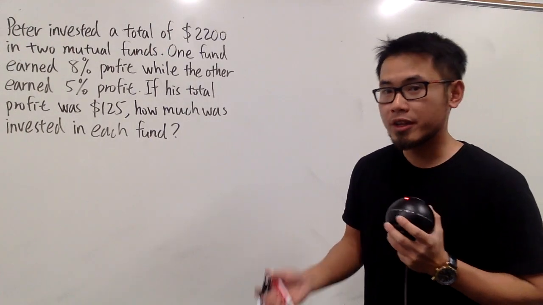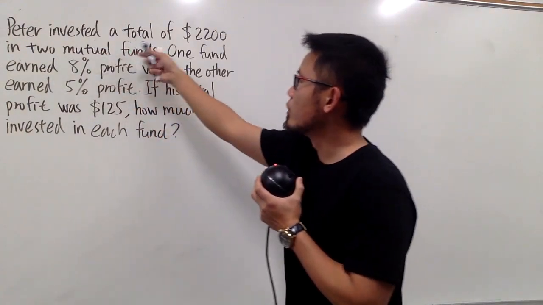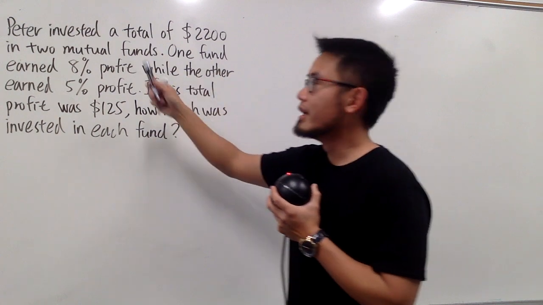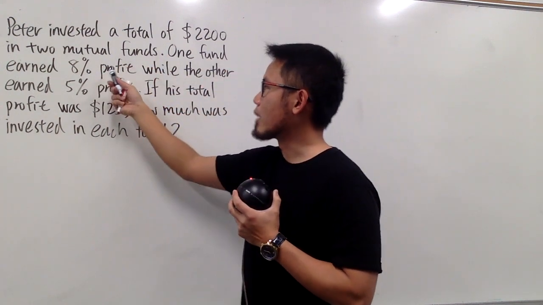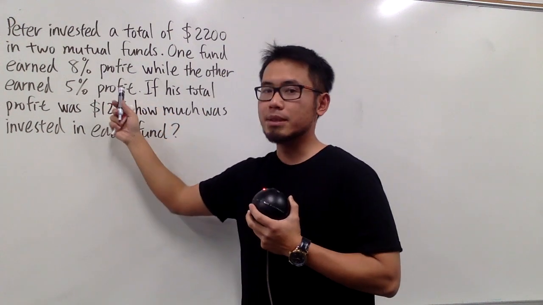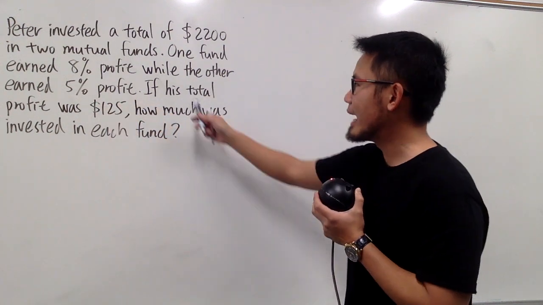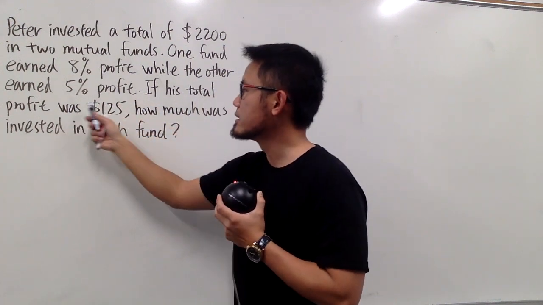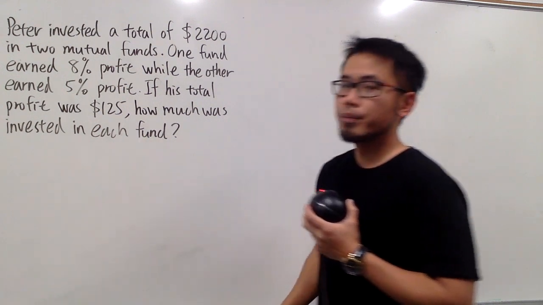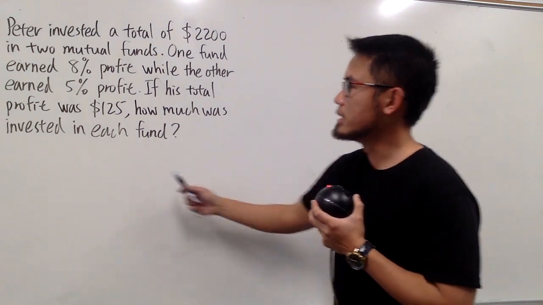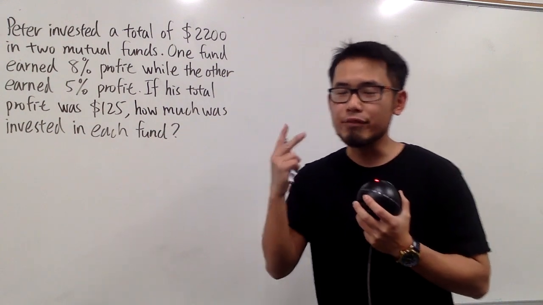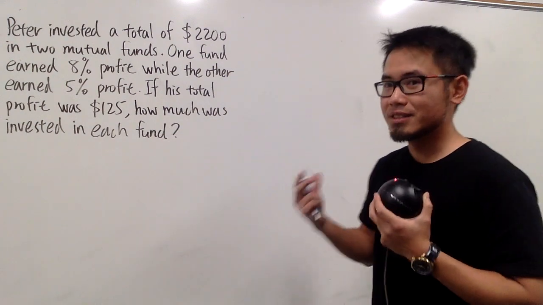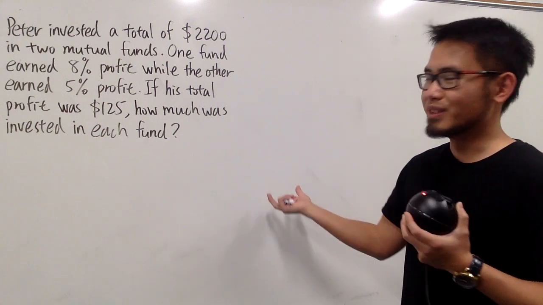Okay, we have this word problem right here. It says Peter invested a total of $2,200 in two mutual funds. One fund earned 8% profit while the other earned 5% profit. And if we know that his total profit was $125, we would like to know how much was invested in each fund, okay? So as you can see, we have two unknowns.